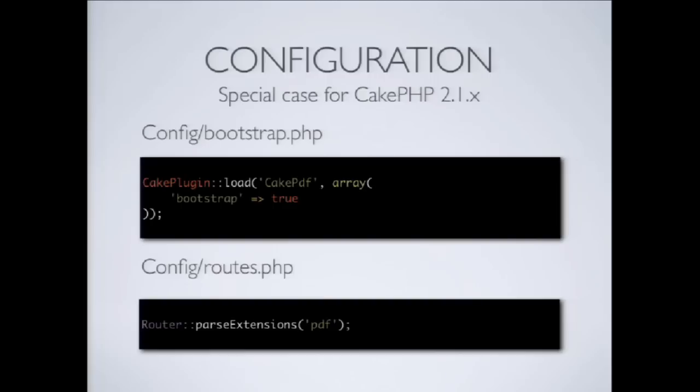So because of that, you have to do a small alteration, and in the Bootstrap file, you no longer load the routes file, just the Bootstrap file, and you have to manually set in your routes file add PDF to your existing extensions.